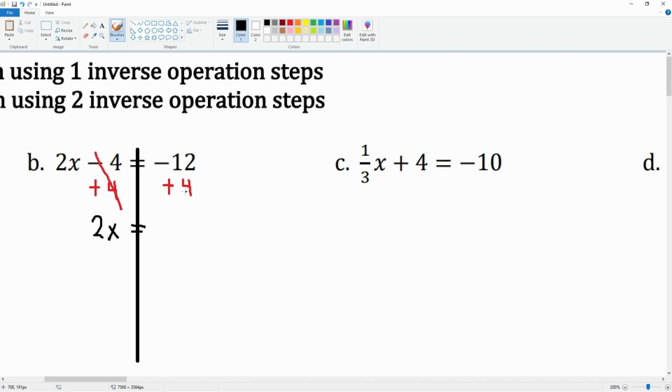Negative 12 plus 4 is, I think, negative 8. Negative 9, 10, 11, 12. That's correct. Now we have a 2 that is in front of the x attached via the multiplication. Divide this by 2 on both sides. This allows the 2 over 2 to cancel out. What's left over here is just an x. Bring down the equal sign. Negative 8 divided by 2 is negative 4.